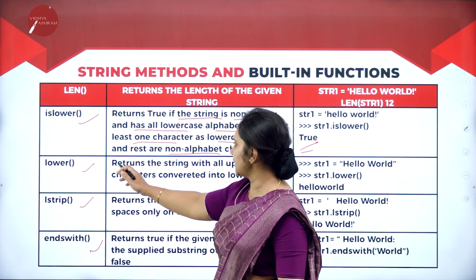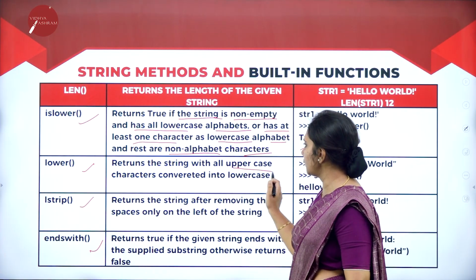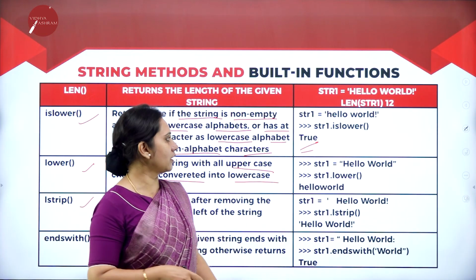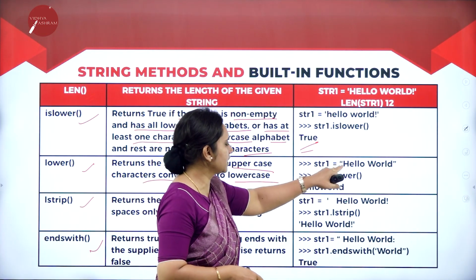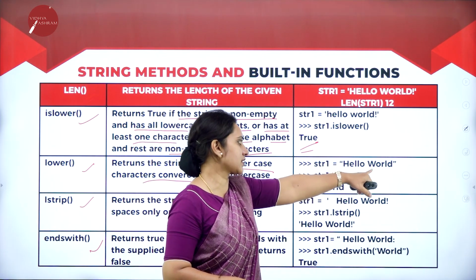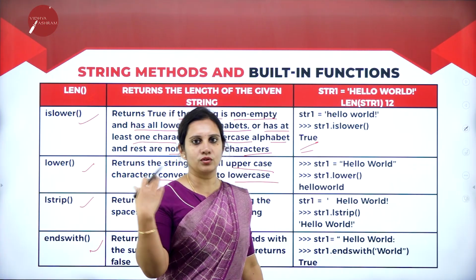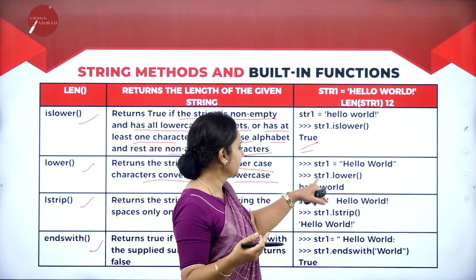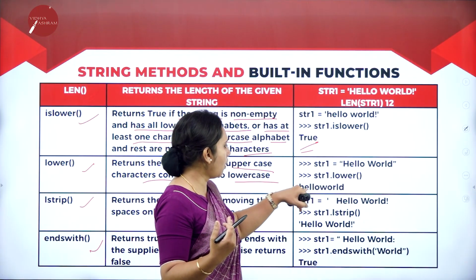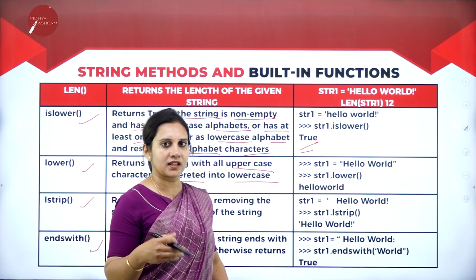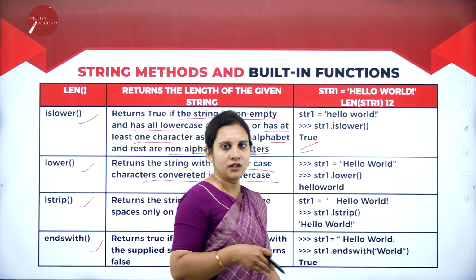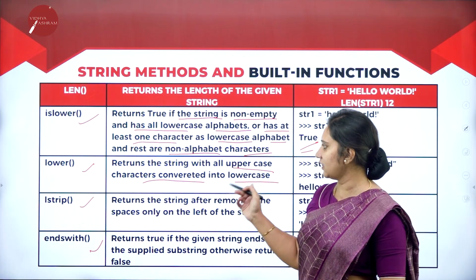Next, lower returns the string with all the uppercase characters converted into lowercase. Here you can see str1, the starting letter of the string is always capital. So I want to make it lowercase, that is str1 dot lower. All the characters in that particular string will go to lowercase. If I want it in uppercase, I can give upper.